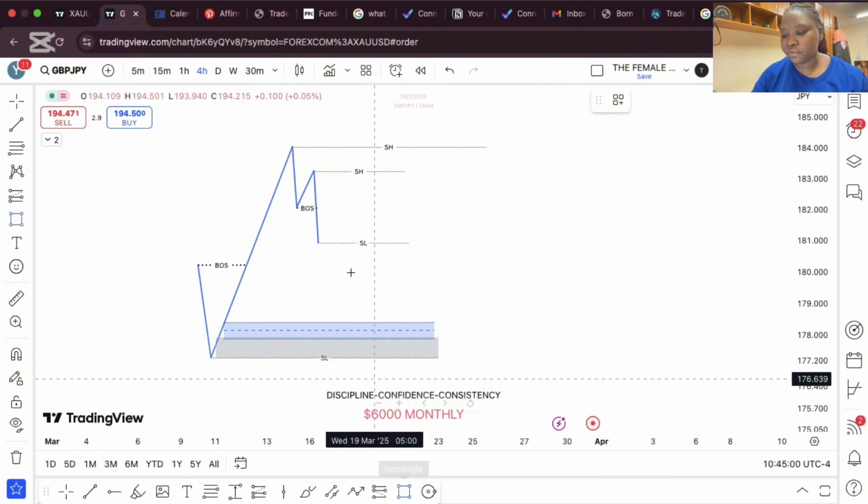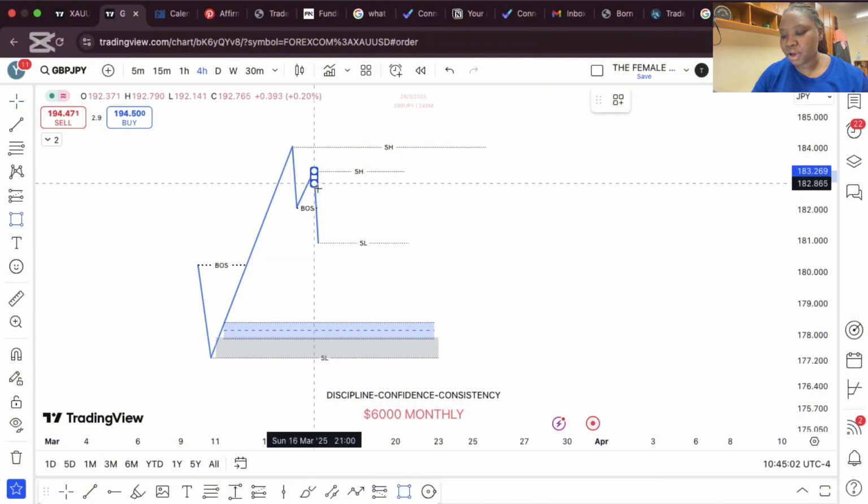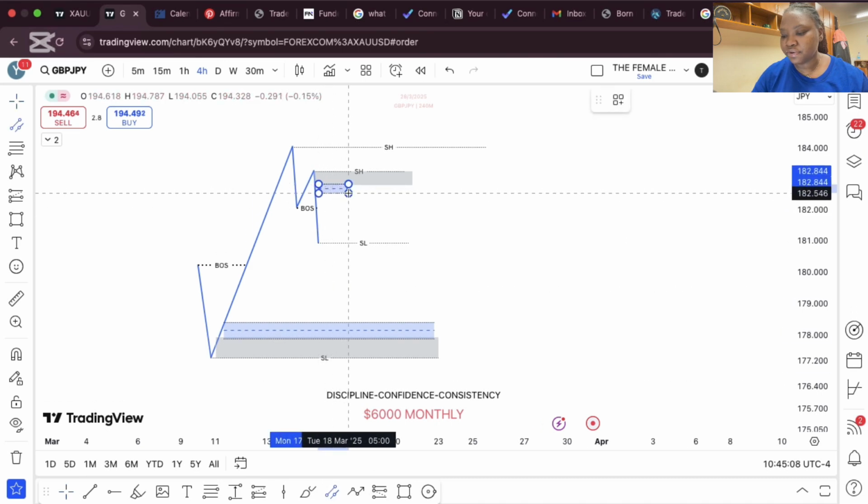Now that I have all of these, I am going to mark out my point of interest. This is going to be this other block here. Then I'm going to mark out this fair value gap here.